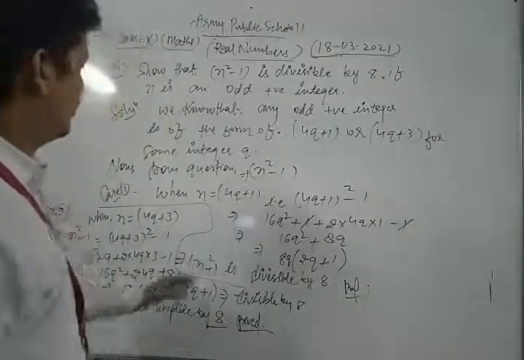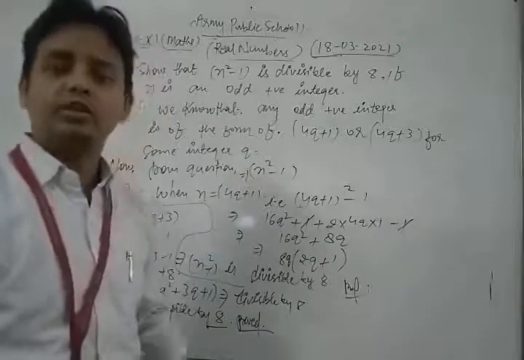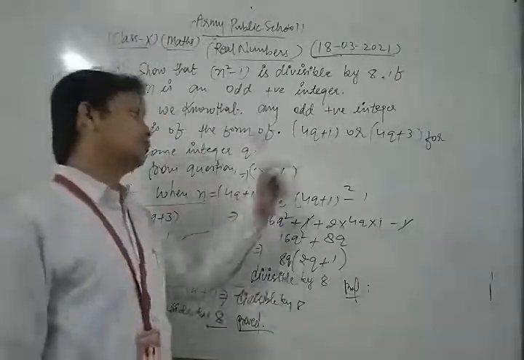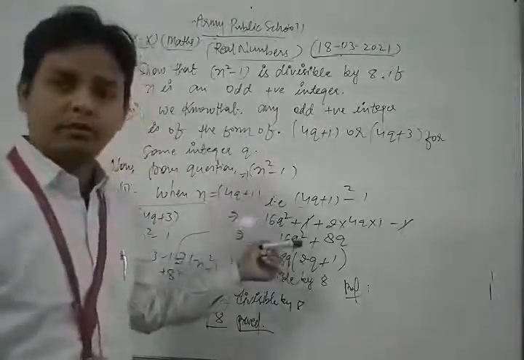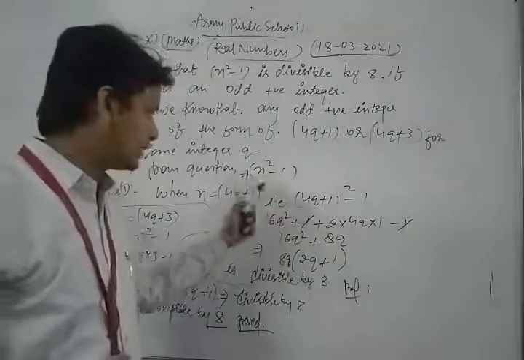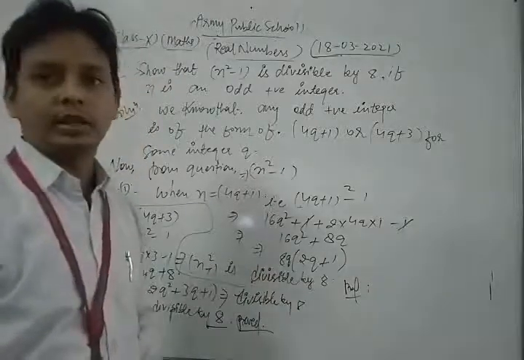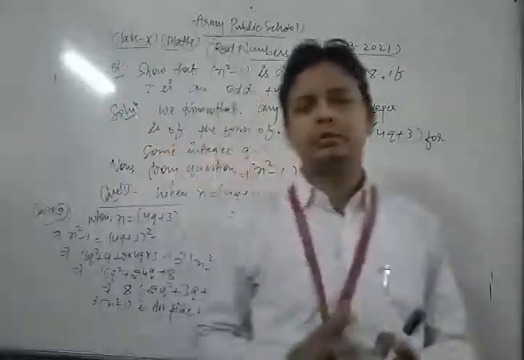Now from the question, we find the value of n square minus 1. We take case first, and we put n is equal to 4q plus 1. After putting the value of n and simplifying that expression, we get 8q in bracket 2q plus 1, and it is clear from that expression that the value is divisible by 8.